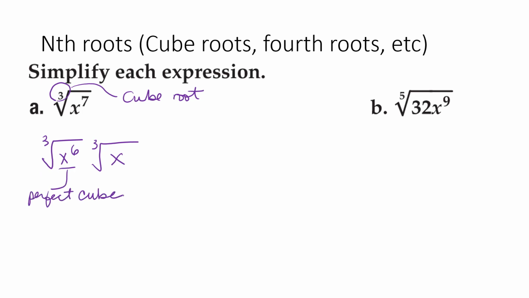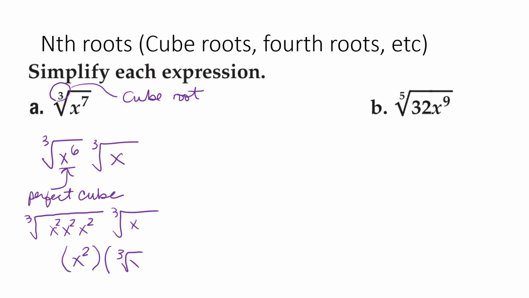The reason is that I can write x to the 6th as x squared times x squared times x squared. So think about what it would mean to take the cube root of x squared times itself 3 times. Well, it's just like the square root. When we have 2 of them, we can take one out. Now we have 3 of them. So we're just going to take out an x squared times the cube root of x, because that has got stuck under the cube root.